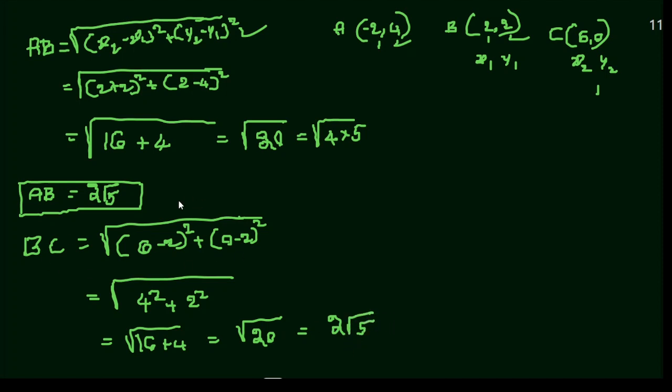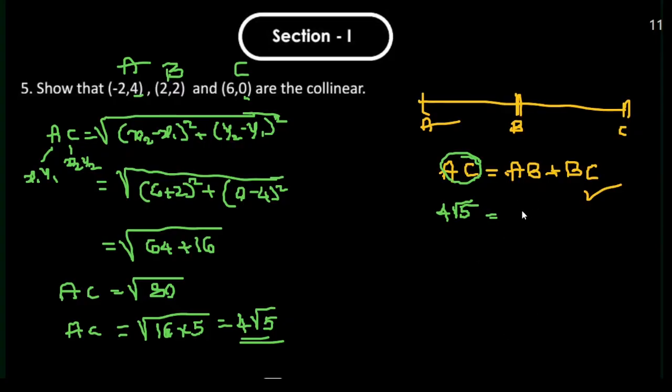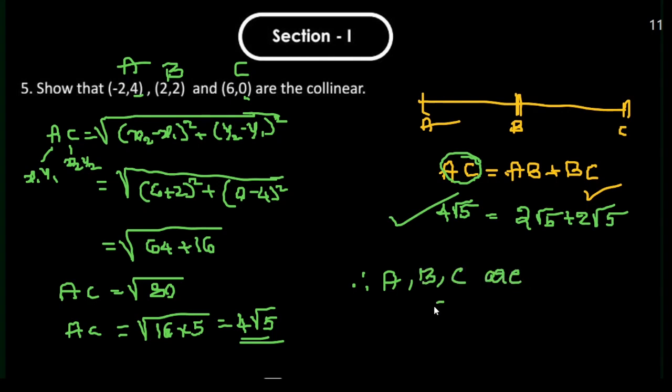So now we have got AB and BC. Let's just substitute these values here. So it is 2 root 5 and it is 2 root 5. Okay, so it satisfied this condition, right? So then we can say A, B, C are collinear. Okay, so this is how you can solve this question. Now let's see the next question.